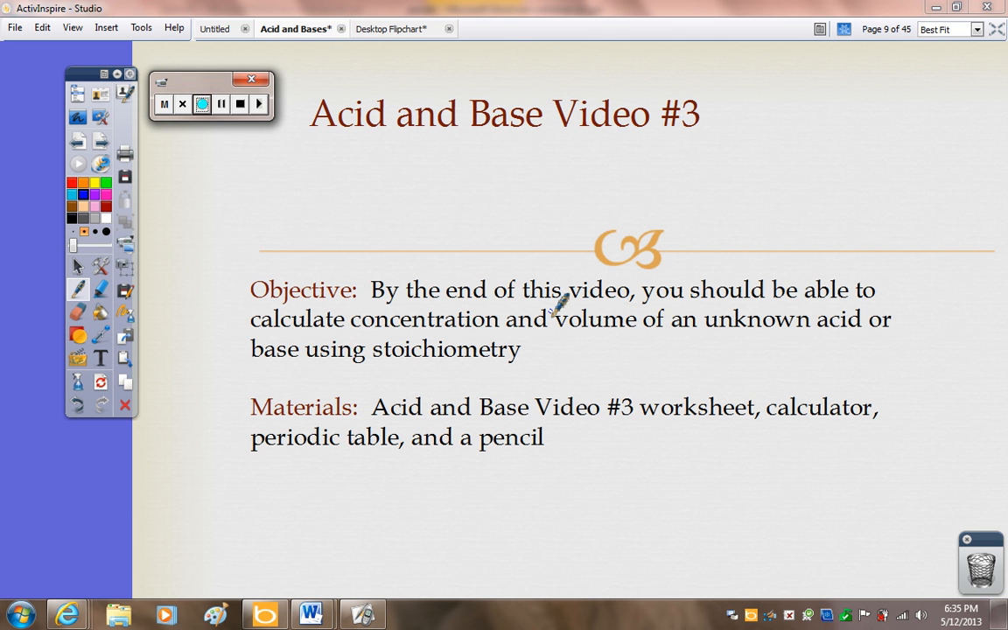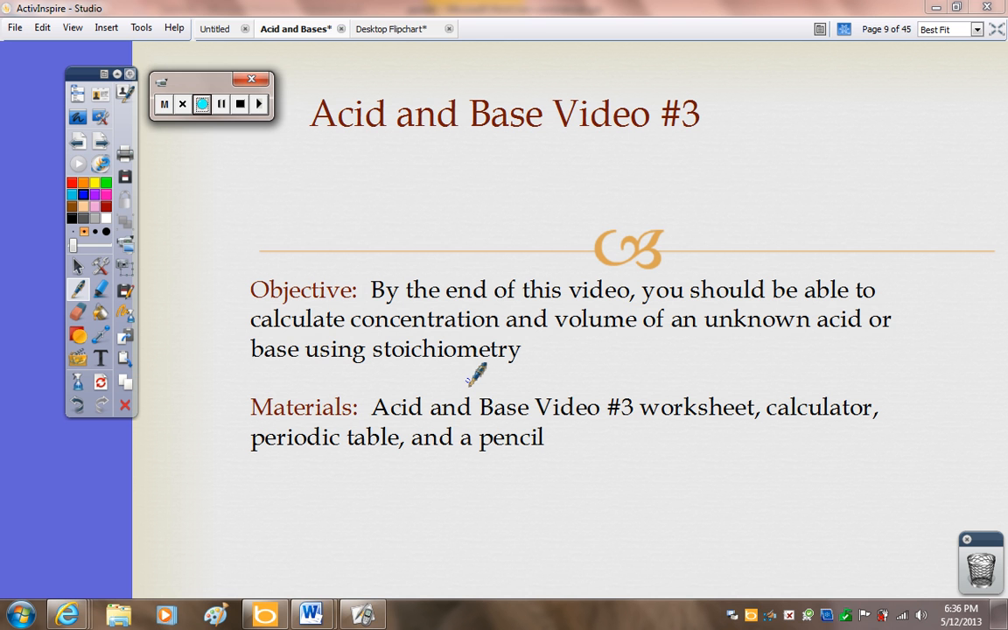This is acid and base video number 3. By the end of this video, you should be able to calculate concentration and volume of an unknown acid or base using stoichiometry. Before you get started, you should have your acid and base video number 3 worksheet, a calculator, a periodic table, and a pencil.